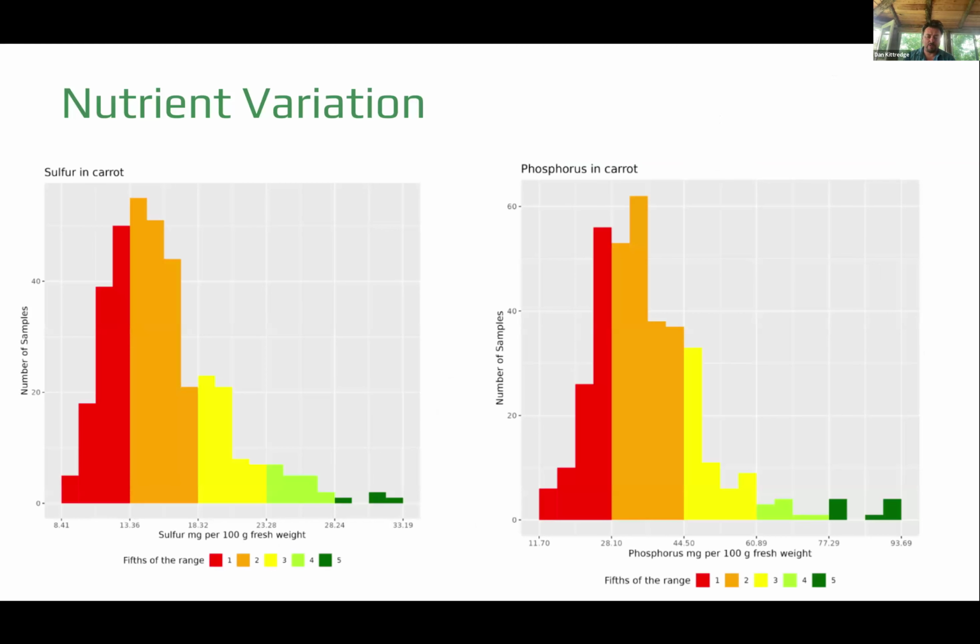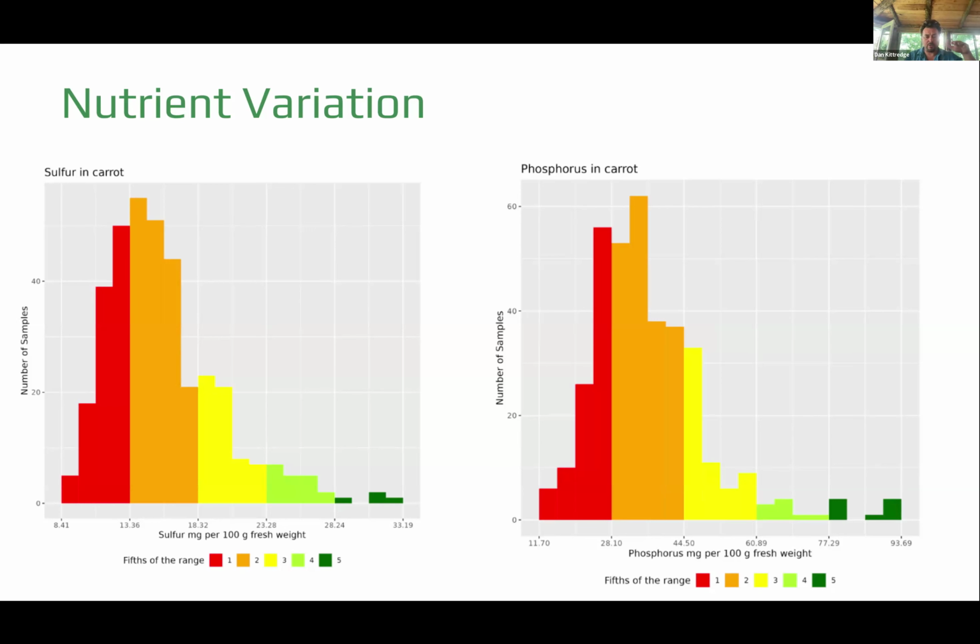Some of the core results we found, and these next few slides are just about carrots, but understand we have data like this. These graphs look remarkably similar across about 20 other crops, roots, leaves, fruits, and grains. On the bottom left there, you can see 8.41. On the bottom in the middle of that same graphic, 33.19. That's the range in sulfur we found in carrots. So 8.41 milligrams per 100 grams was the lowest we found, and 33.19 was the highest. If you do the math, that's basically the highest one had 4 times as much as the lowest one.